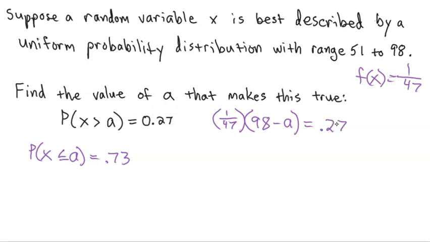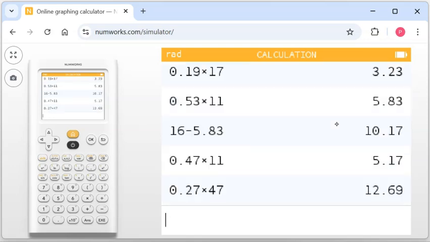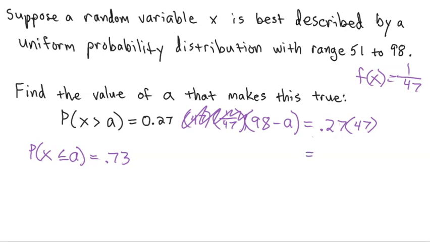Now I'm going to start off by multiplying by 47. So 47 on both sides, okay? Over here it's going to cancel, and I'm going to do 0.27 times 47. Okay, so 0.27 times 47, and that gives me 12.69. So equals 12.69, and over here we have 98 minus a. Okay, I'm going to add a to both sides to make the a positive.